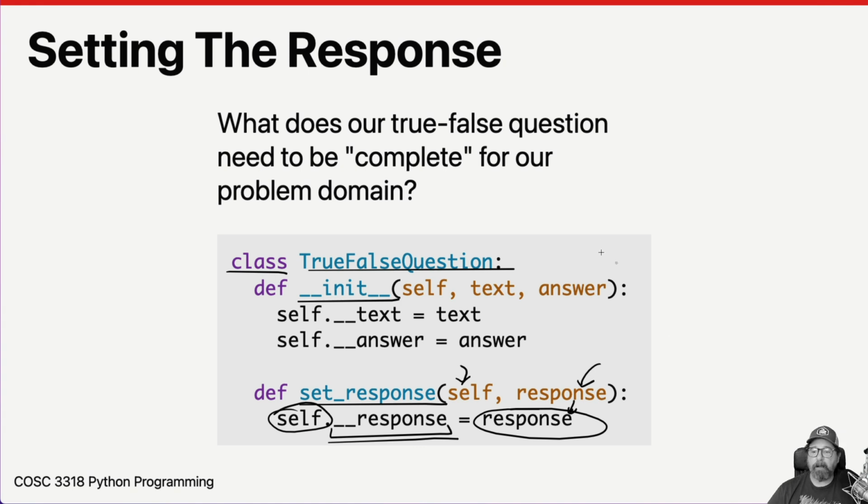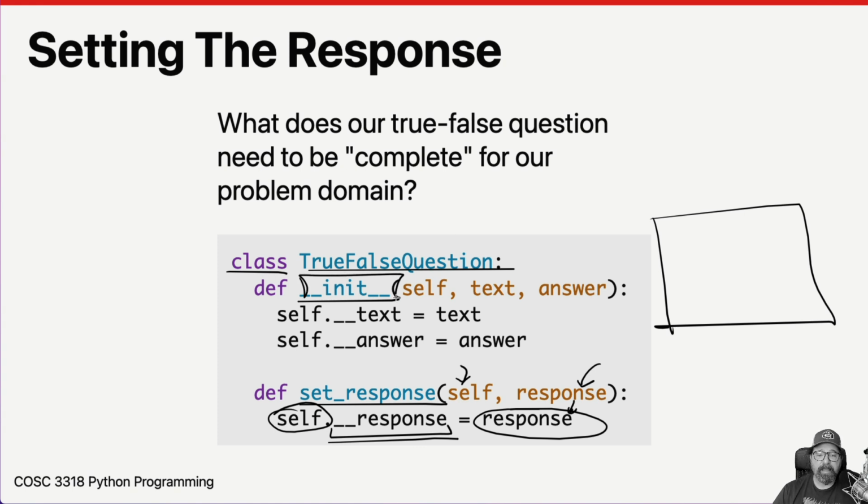So if we think of our object as a box of data that's hanging out, after we call init, it's going to have an underscore text variable inside it and an underscore answer variable inside of it. And now after we call set response, it'll have an underscore response variable inside of it. And each of those will have data. If you read the text, you'll know that underscore makes it inaccessible outside. And we'll see how that works when we actually program and step through it with the debugger.